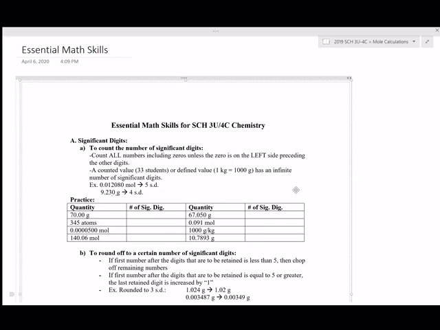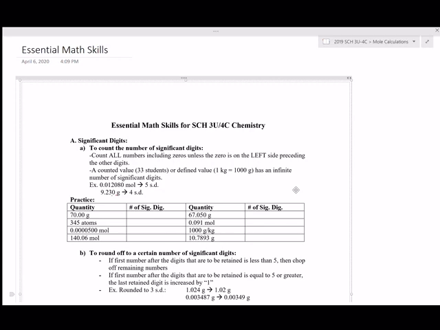All right, so to count significant digits, the only thing that's weird is zeros. Pretty much zeros count, except in one situation, and that is if they are preceding or to the left of when other real digits begin, because those zeros are just acting as a space holder. So we don't count them.